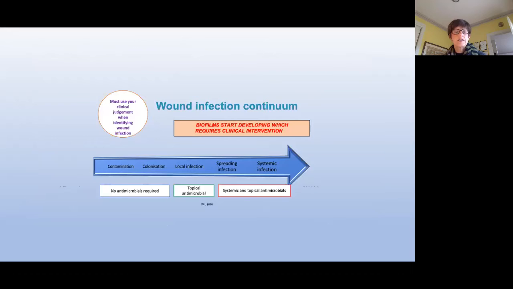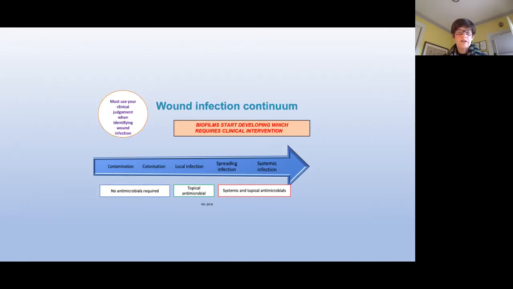The Wound Infection Continuum from the Wound Infection Institute talks about contaminated, colonised wounds, locally infected wounds, spreading infection and systemic infection. And you see the arrow there going down the lower end, contamination and colonisation. They're saying you don't need any antimicrobials. Then you can step in with your topical antimicrobials at the local infection point and then continue up using antibiotics and topical antimicrobials if the condition has got worse.